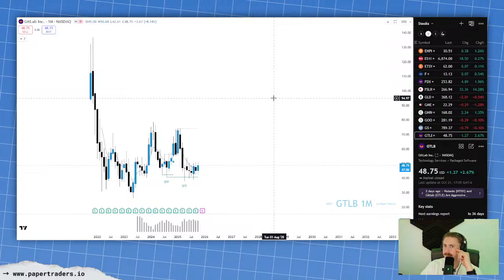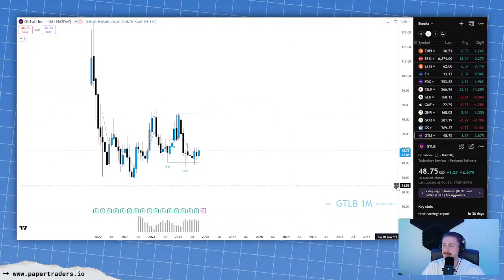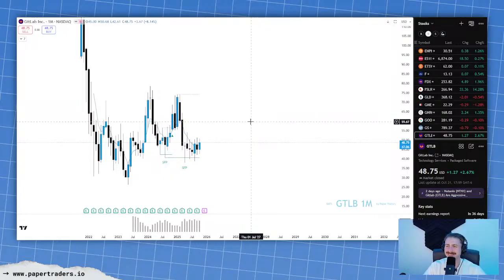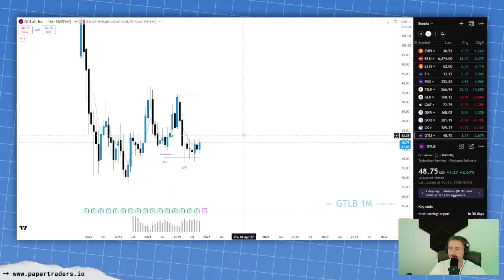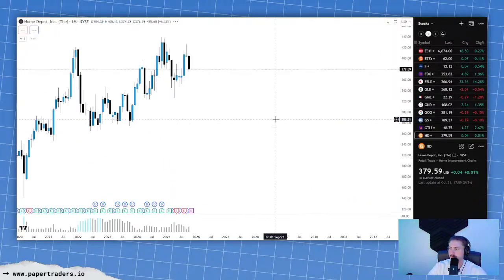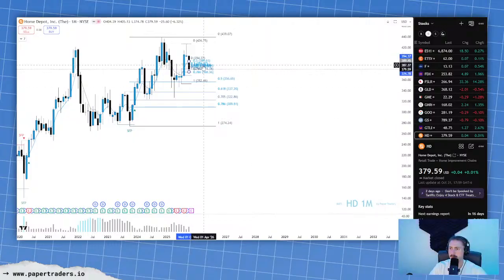Oh, I like GitLab, how it's building on that low. Yeah, GitLab. How it's building on that low. Yeah, with that. And it is an S&P. OTE. Mm-hmm. 3 month looks pretty good on it too. Yeah, it looks good. Home Depot.